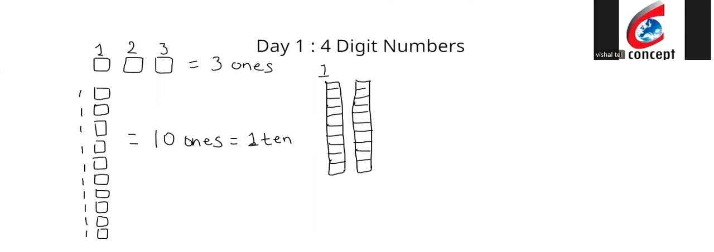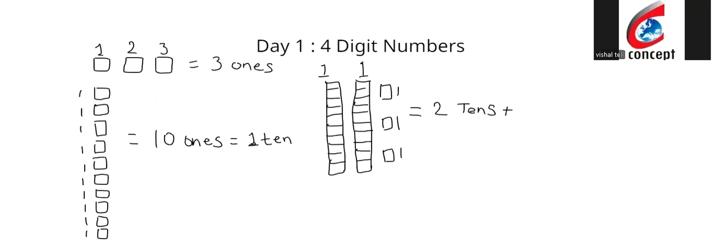How many tens are there? This one ten and this one ten. So that means it makes how many tens? Two tens. And if I have a few boxes here, how many ones are there? Count it. One box here, and one box here. Together, it is three ones.